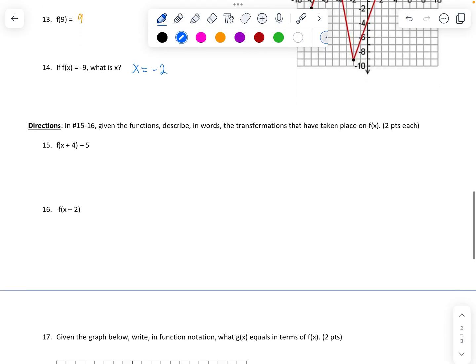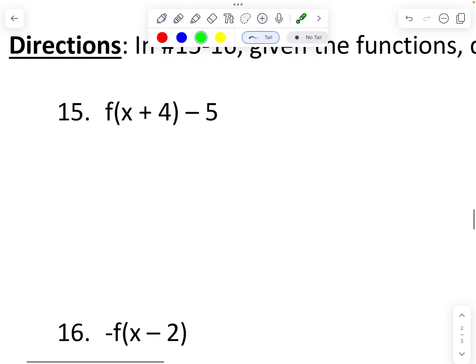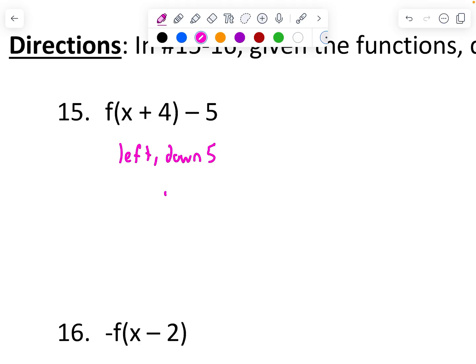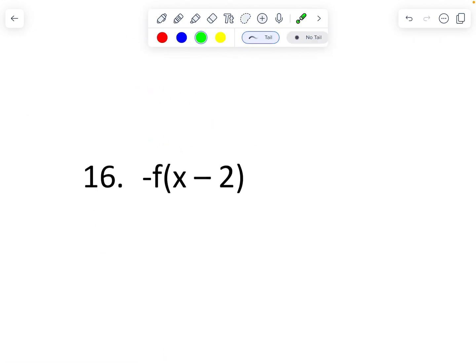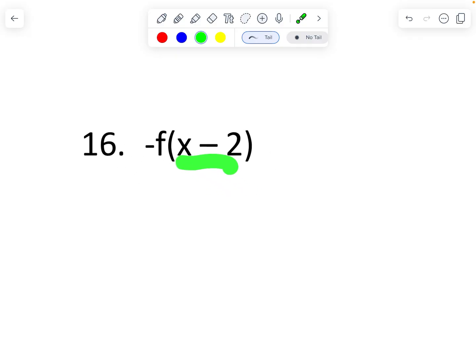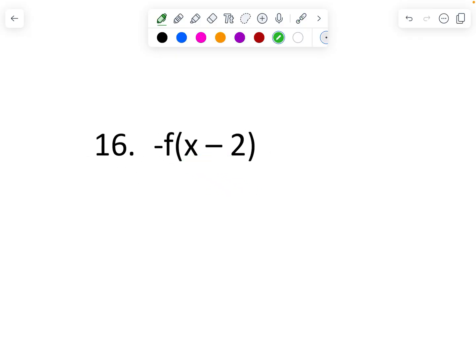Okay, now we're just describing transformations in words. Anything on the inside of the parentheses goes left or right. Since it's plus, it's going left. So this is left 4, down 5. Whoops, fix that in a second. Left 4, down 5. There you go. And then this is a reflection over the x-axis, and this means it goes right 2. So we have a reflection over x-axis.